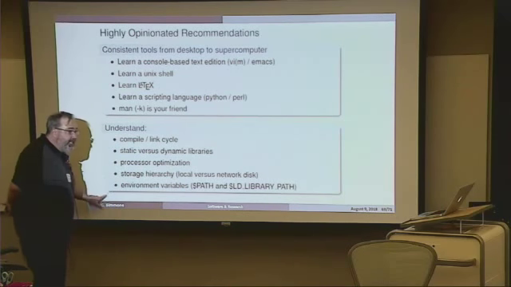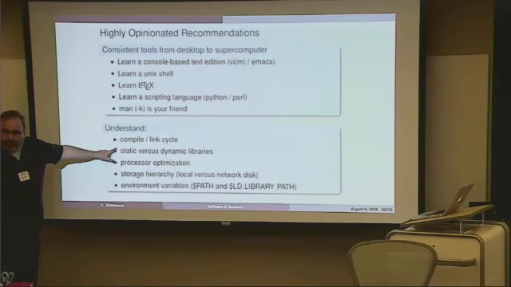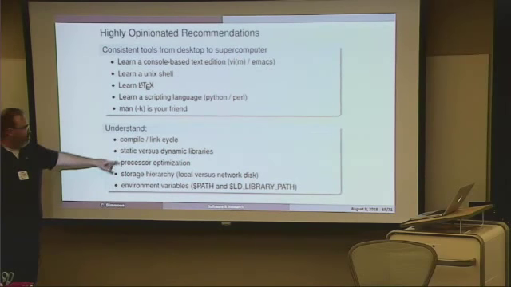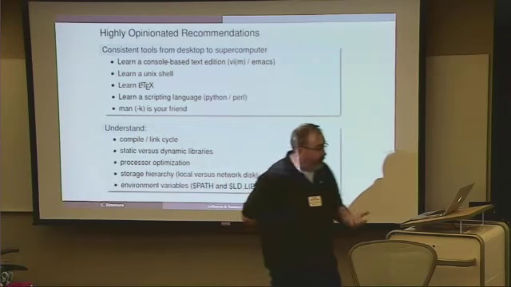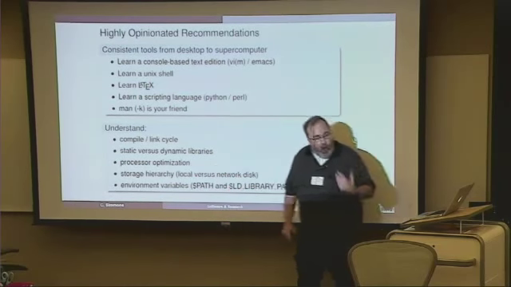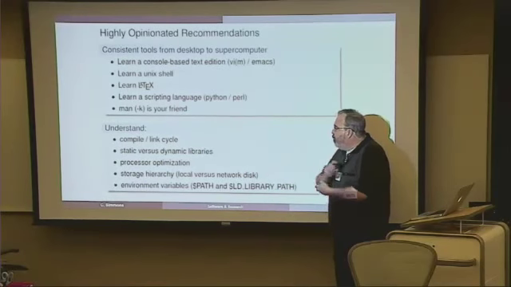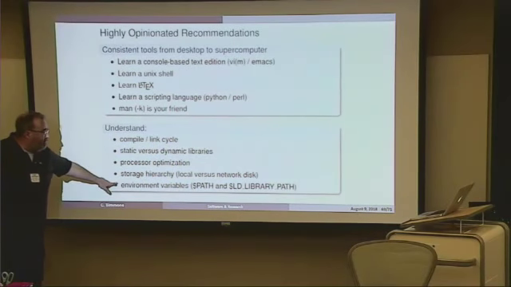Now, as sysadmins and supporters of HPC software, if you understand these 5 things, you will be a superstar compared to your colleagues. Actually understand the compiling and link cycle. Understand the difference between static and dynamic libraries. This right here is probably 1/3 of your support tickets on an HPC system. Understand processor optimization, and how the advanced instruction sets work with compilers. Our processors are faster these days because of optimization, not because of raw floating point and 1 gigahertz. Understand the storage hierarchy, local versus network disk versus memory versus cache. And understand LD_LIBRARY_PATH.